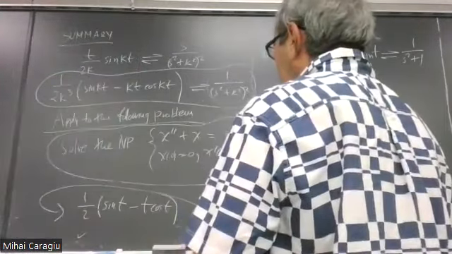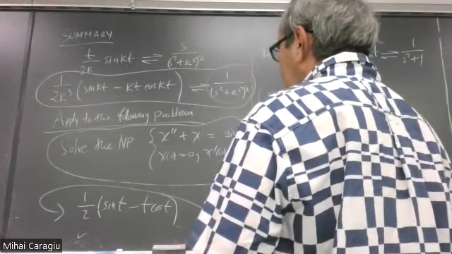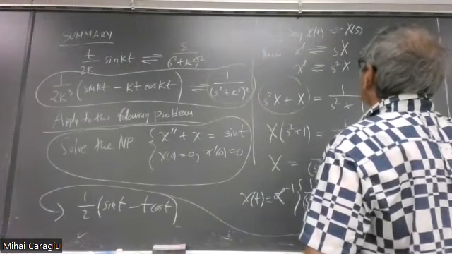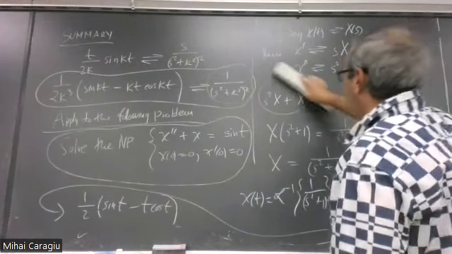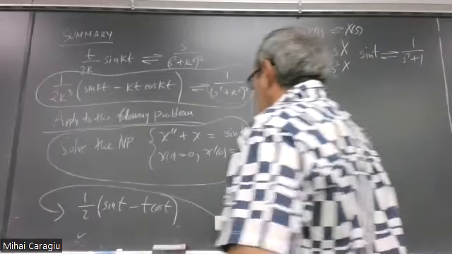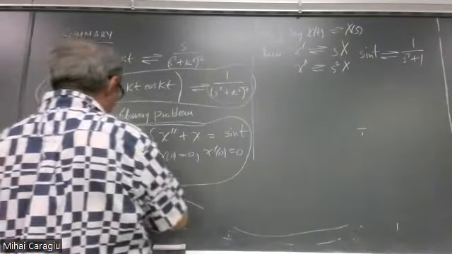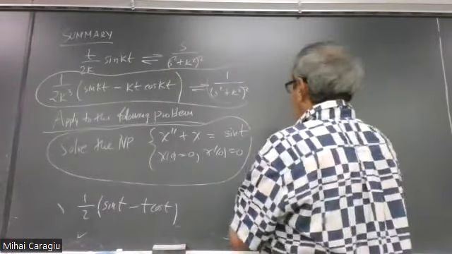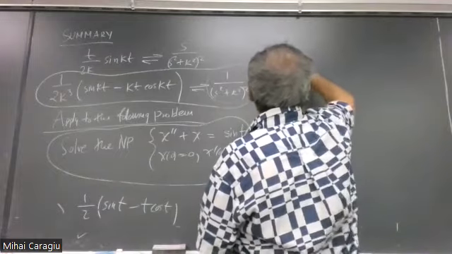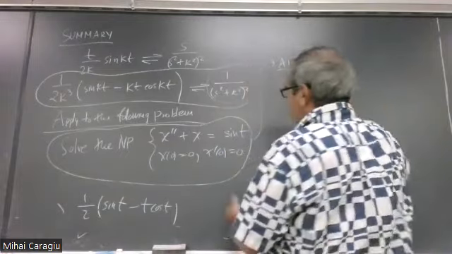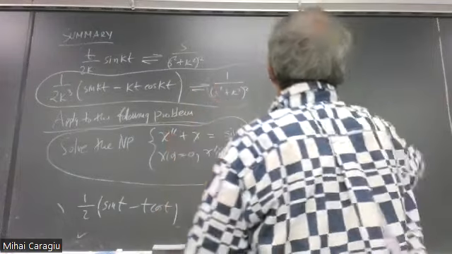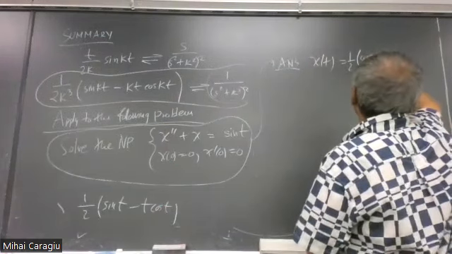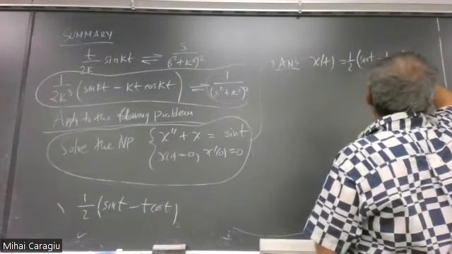Okay, so we just solved the initial problem. The solution is 1 over 2 times sine t minus t cos t. So let's write down the problem, and the answer for this problem: small x of t is the inverse transform of 1 over s squared plus 1 squared, which turns out to be 1 over 2 times sine t minus t cos t.